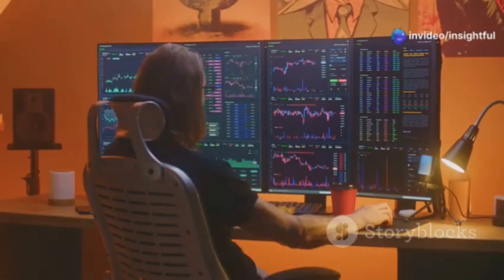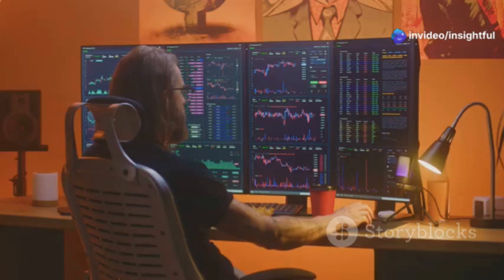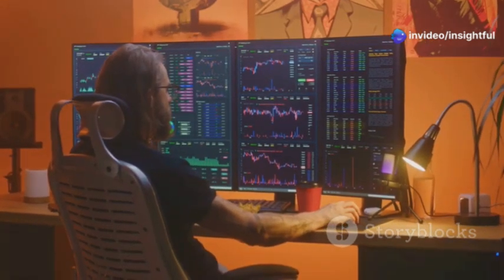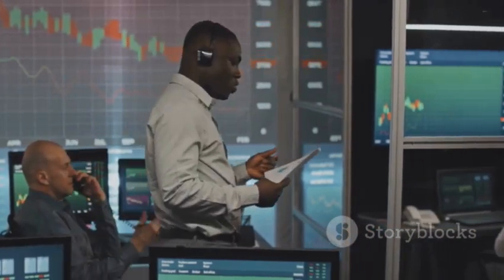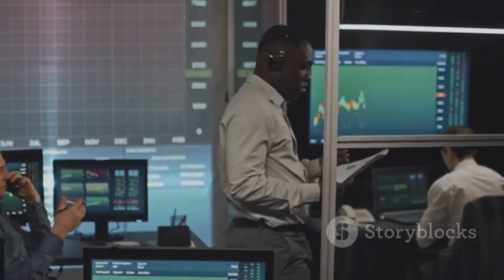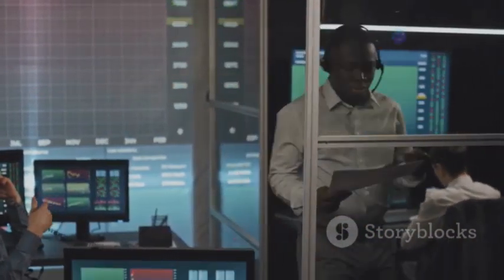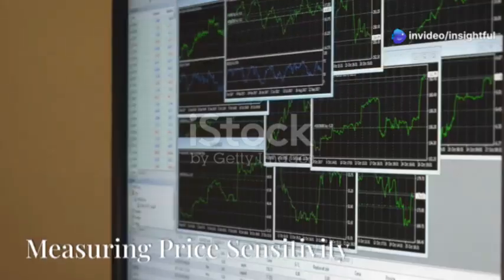The Greeks are dynamic and constantly changing as market conditions evolve. Therefore, it's crucial for option traders to continuously monitor these measures and adjust their positions accordingly. By effectively utilizing the Greeks, traders can gain a deeper understanding of option pricing dynamics and make more informed trading decisions.